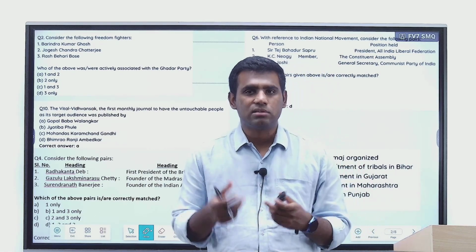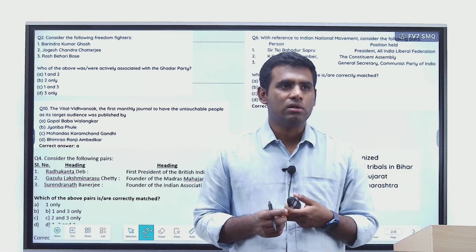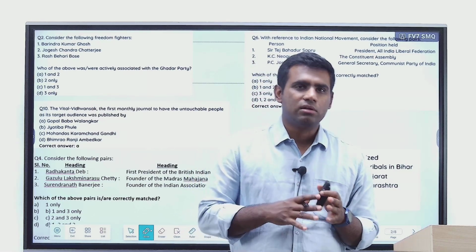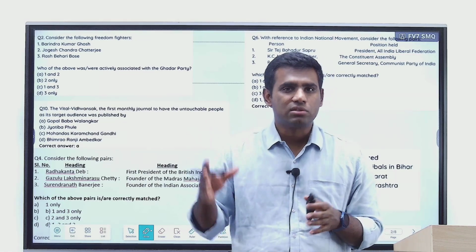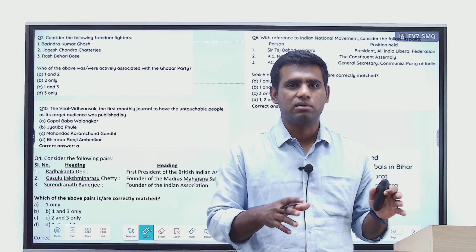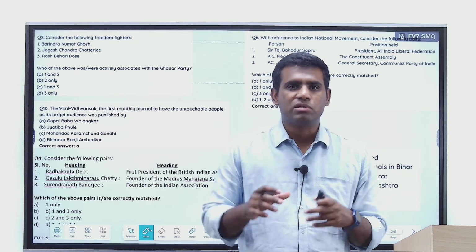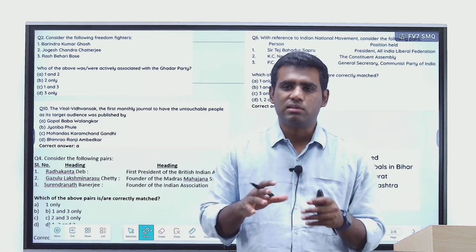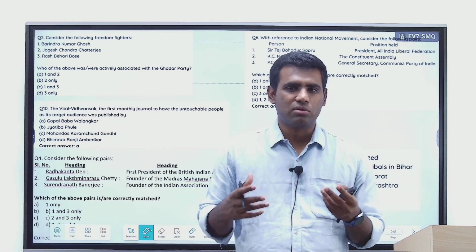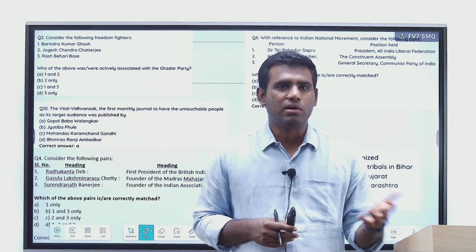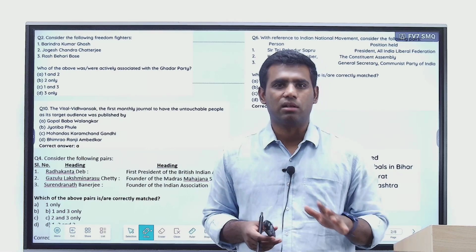So that's why it makes it really worthwhile to know about the different activities with which Dadabhai Naoroji was associated, right. So simply don't say that Dadabhai Naoroji came up with this idea of drain theory, right. So that alone is not about his contributions. So a lot has to be known about Dadabhai Naoroji and his contributions to the freedom struggle, right.